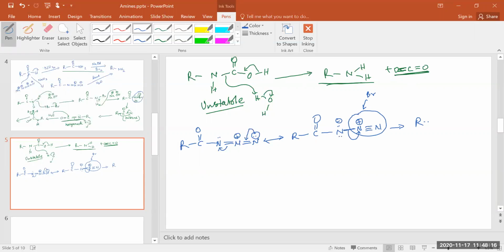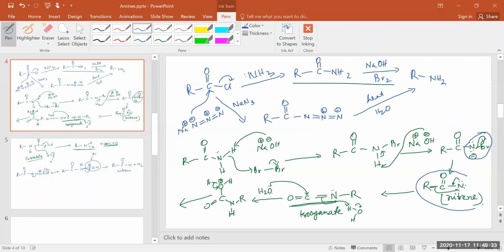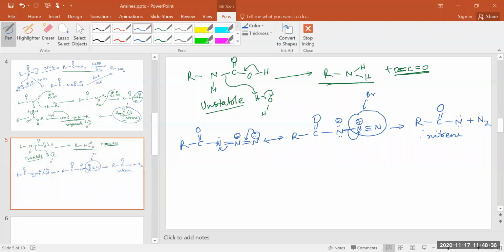So what will happen? RCO nitrogen plus nitrogen gas evolves. So what is this one? This is a nitrene intermediate. So where did we come to? The same, this is the nitrene intermediate. From here, the same further reaction with water makes the primary amine and carbon dioxide. So the mechanism is the same from here. Okay, so these are the new reactions.